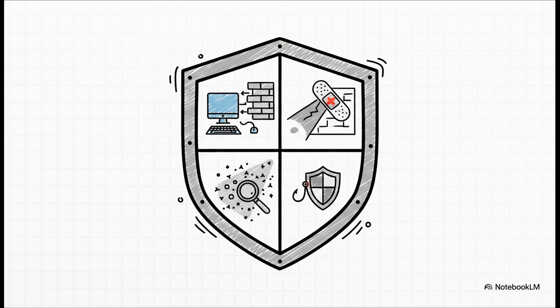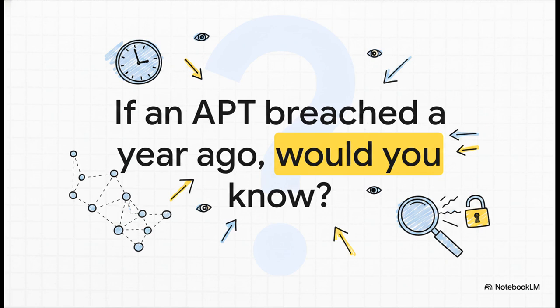I want to leave you with this final, provocative thought. If an advanced persistent threat group breached your corporate network exactly 1 year ago today, using legitimate administrative tools and quietly sitting in the background, would your security team actually know it today? I highly encourage you to take that question and the strategic concepts we've covered in this explainer directly to your IT leadership, because proactive threat hunting really does start with asking the hard questions.